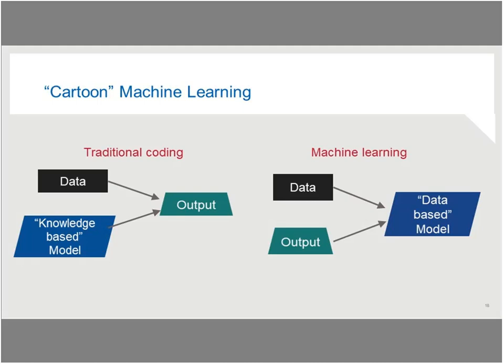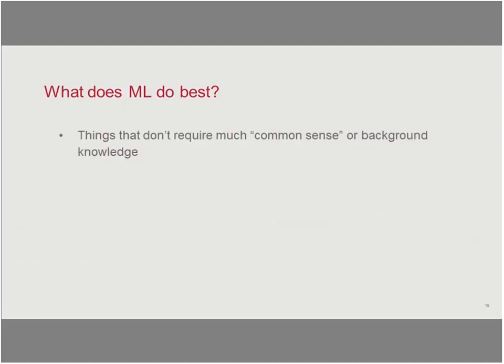Next slide, please. So one of the things I wanted to chat about a little bit is what machine learning does best. And before getting into concrete examples, I want to give just some high-level abstract principles for the kinds of things that machine learning is good at. And the first one is things that don't require too much common sense or background knowledge.